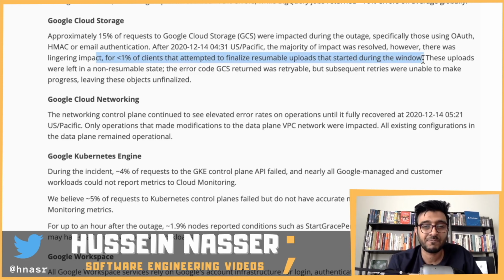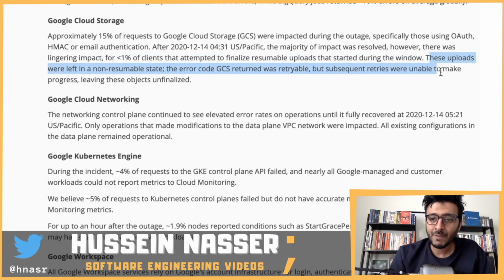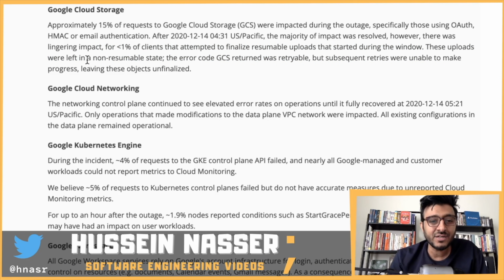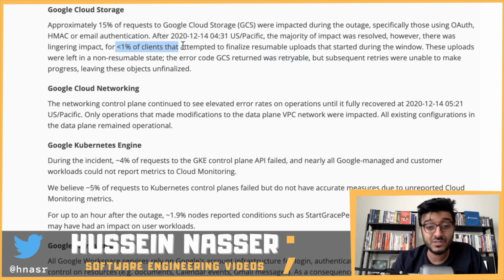Okay, this is interesting. So, if you had previously uploaded some content during the outage and you want to resume that upload, that failed essentially. Let's see why. These uploads were left in a non-resumable state. The error code GCS returned was retryable, but subsequent retries were unable to make progress, leaving these objects unfinalized. All right, this is pretty good.